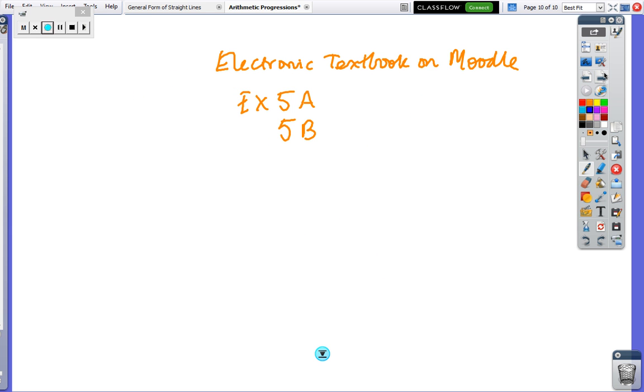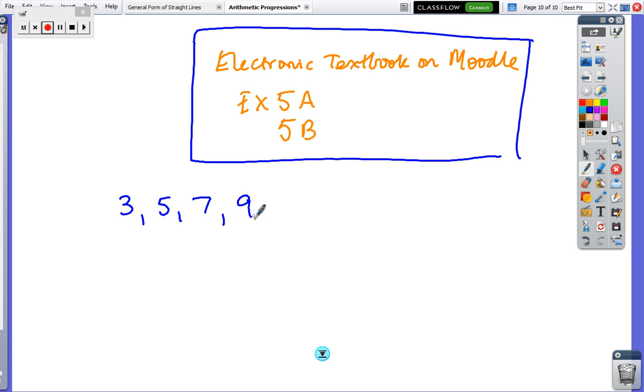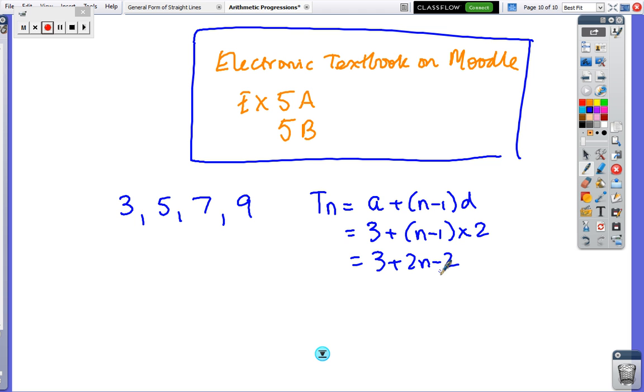Okay. So there's the exercise that goes with the work. But I just want to show you another way of generating the general term a lot easier. So say we have 3, 5, 7, 9. Okay, so Tn equals A plus N minus 1 D. So Tn equals 3 plus N minus 1 times 2 equals 3 plus 2N minus 2 equals 2N plus 1. Okay, so that's how you would get it.